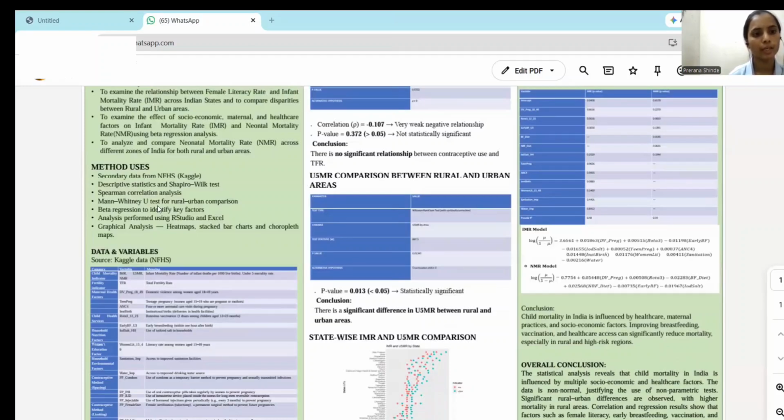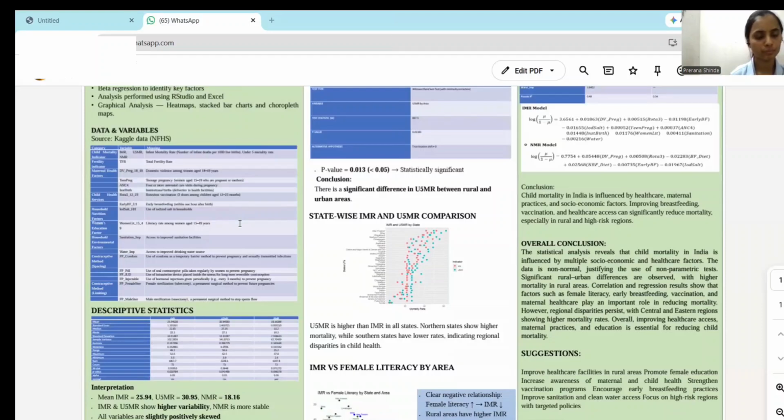We take the data from the NFHS website and we use descriptive statistics to summarize the data. This is done using the Real Statistics package in Excel. We also use the Mann-Whitney test, Spearman correlation, and a test for rural-urban comparison. Beta regression for identifying key features and analyzing performance is done using RStudio. Regression, the Mann-Whitney test, and Spearman correlation analysis are done using R.